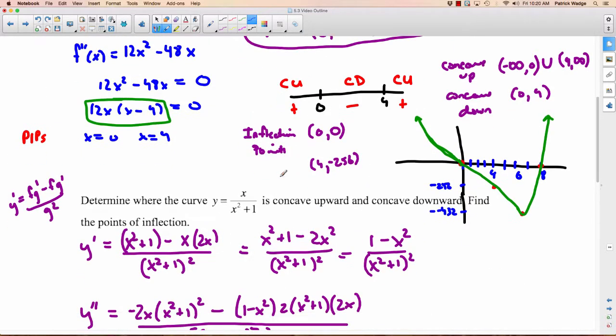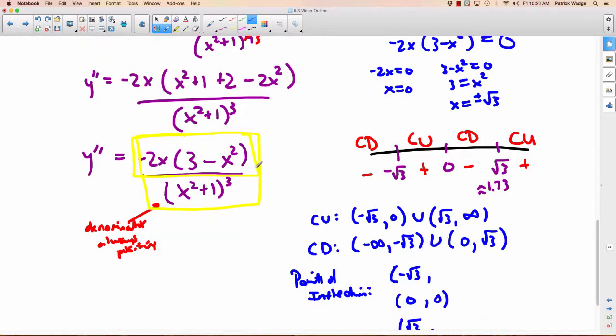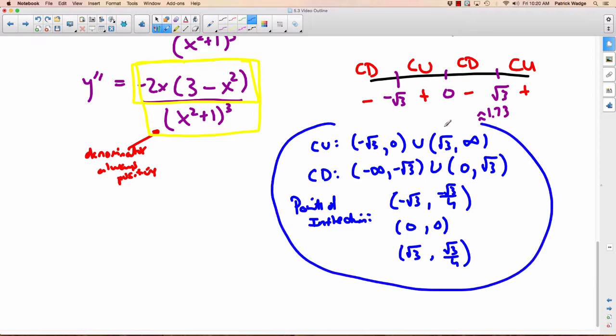Now the other ones, the root 3 and the negative root 3, the bottom of both those things will be the same. If you square root 3, you get 3, and then you add 1, you get 4. So the denominator is going to be 4, and then the top's just going to be x, in this case, is root 3. So you're going to have root 3 over 4 in this one, and negative root 3 over 4 in this one. And at long last, we have done it. We have found all the information required, and we have finished this especially long video.